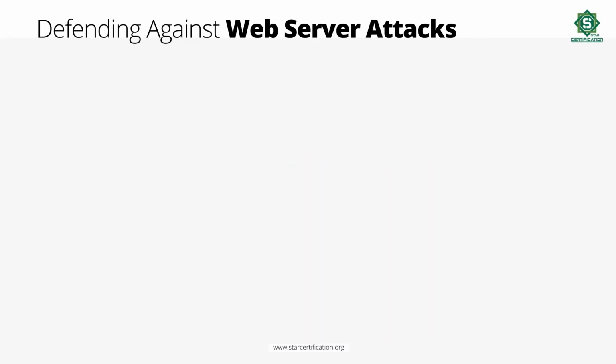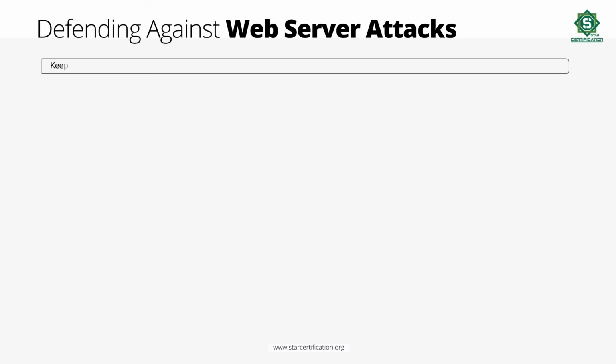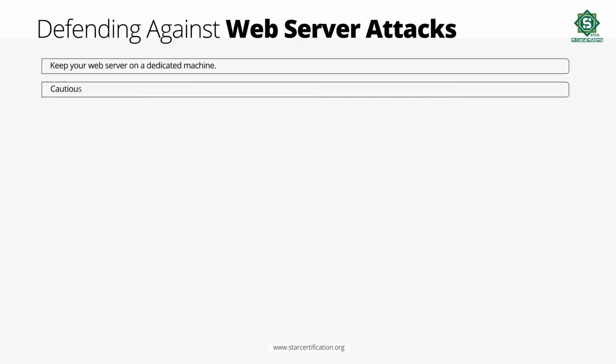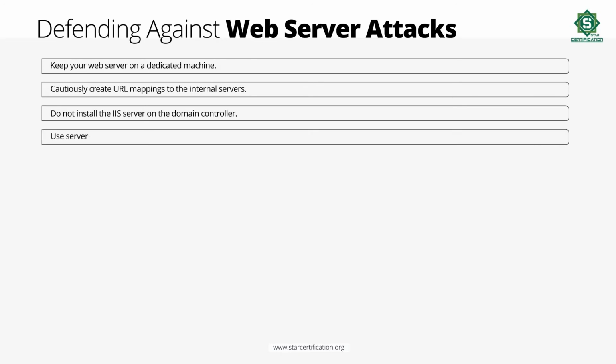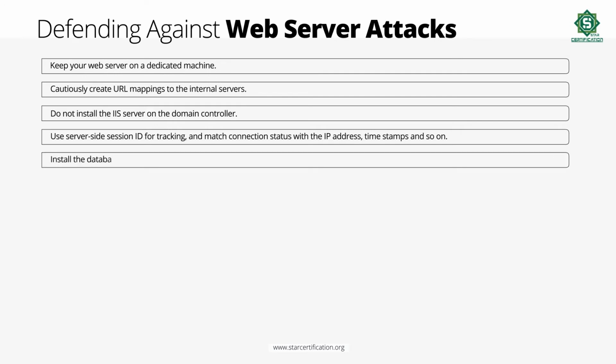Let us go through a quick list of actions to defend against web server attacks. Keep your web server on a dedicated machine. Cautiously create URL mappings to the internal servers. Do not install the IIS server on the domain controller. Use server-side session ID for tracking and match connection status with the IP address, timestamps, and so on. Install the database server, Microsoft SQL or MySQL, on a separate server.